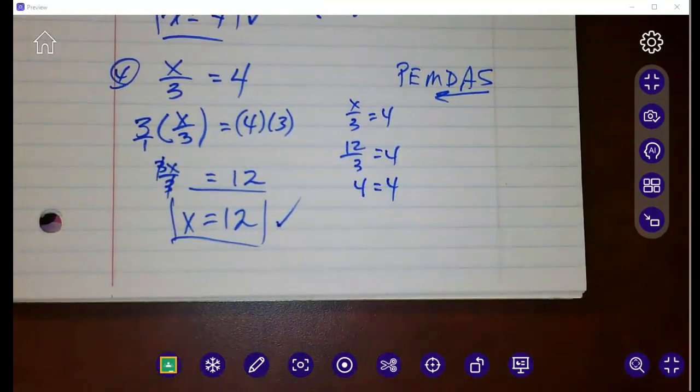Again, your paper should look just like mine because you're learning the steps. You have to learn the steps. If you don't learn the steps, the problems down the road will be impossible for you. I will show you in a minute.